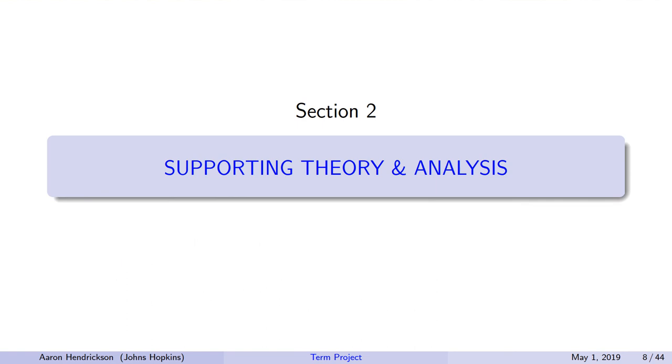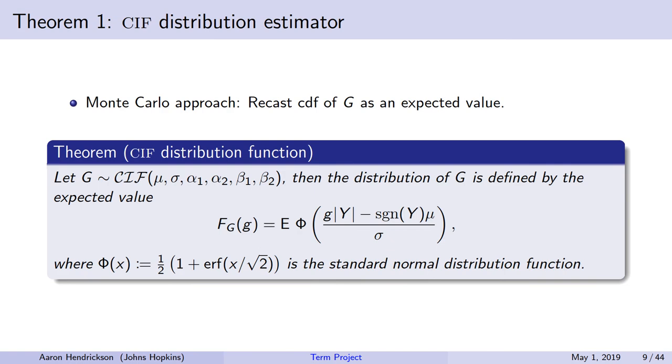Okay, so that's enough of the preliminaries. This brings us into the supporting theory and analysis. There are going to be two main theorems that I'm going to present. The first one has to do with estimating the probability functions. So in theorem one, we're going to apply the Monte Carlo approach and recast the CDF, the distribution function of G, as an expected value. And so here's the theorem.